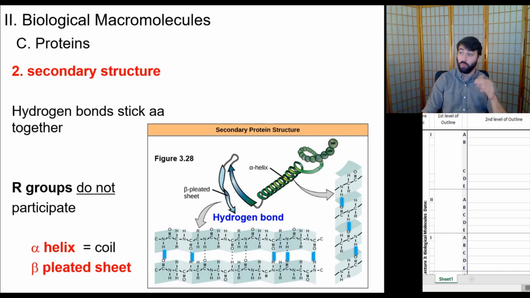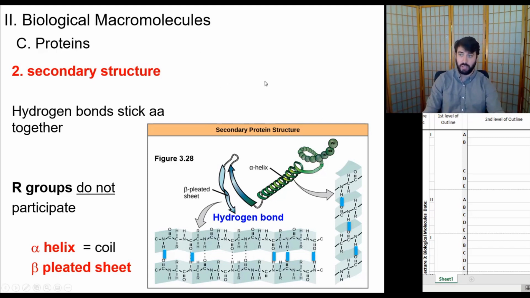And again, this is only between the amino groups and the carboxyl groups. That's where this secondary structure is derived from: hydrogen bonding between the aminos and the carboxyls. The R groups are not involved in this secondary structure yet.